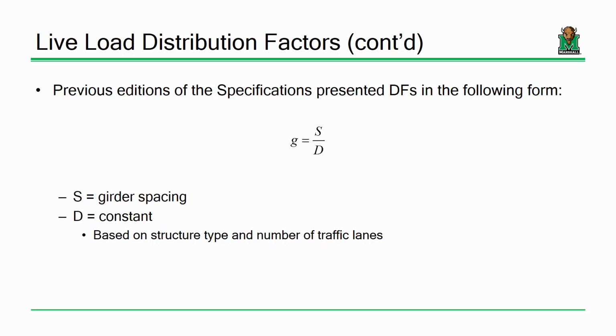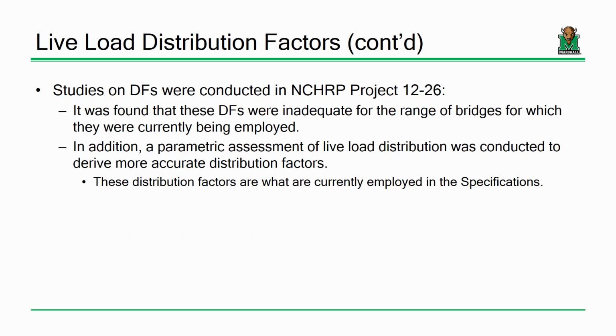Now, it used to be that they were real simple. You'd take girder spacing and divide it by 11, or girder spacing divided by 6 or 5.5, and that was your distribution factor, and that was it. Everything was simple, and everything worked out really well. But the problem is that those really simple distribution factors were developed back in the 40s, and they were developed for a really narrow range of bridges. Don't get me wrong, for that narrow range of bridges, they worked really well.